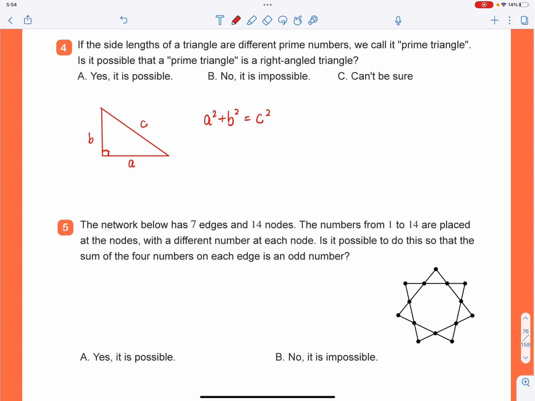So for the prime numbers, the smallest prime number is 2, which is the only even prime number. And after that, you've got 3, 5, 7, and then 11, and so on and so forth.